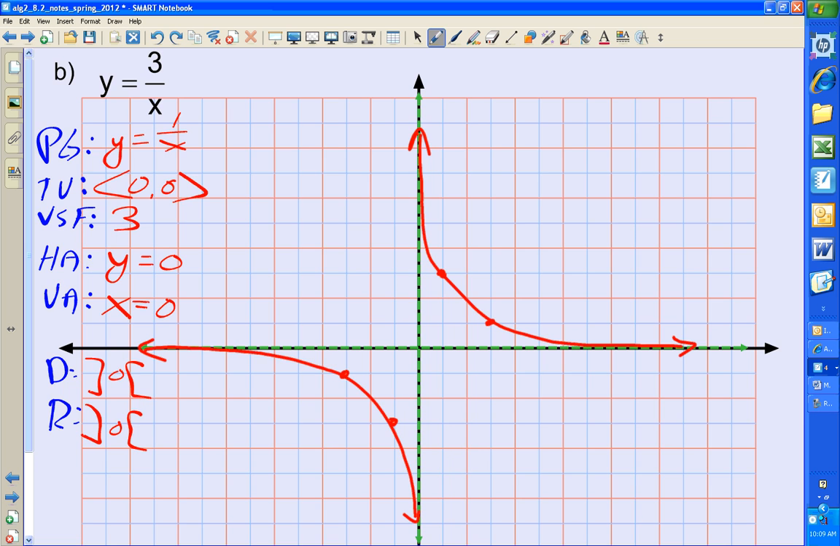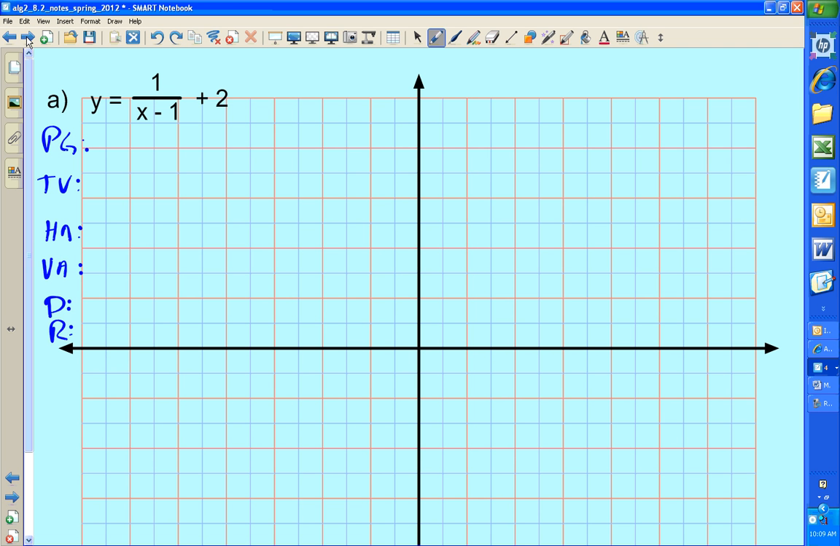Okay. Let's do one where we have to move it. Okay, let's take a look at y equals 1 over x minus 1, plus 2. And in this case, all we're looking at is a translation vector, no stretching, because on the top of this fraction is a 1. Parent graph is still going to be y equals 1 over x. Translation vector, be careful now. 1, not negative 1. 1 comma 2. Horizontal asymptote, therefore, is y equals 2. Vertical asymptote, x equals 1. Domain, we're going to shun the 1. Range, you're going to shun the 2.